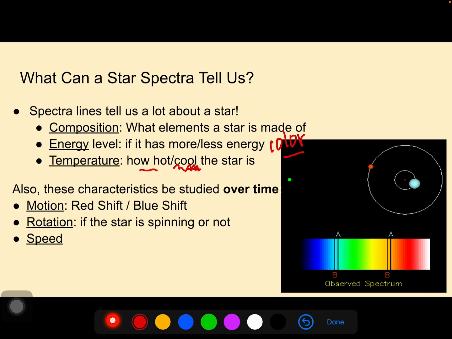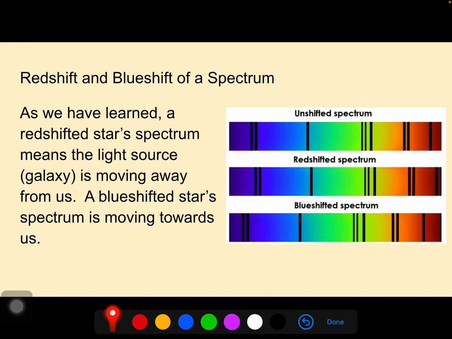Other things that we can look at over time, we can compare its motion over time, kind of what we're seeing here in this animation. As this object is moving around, we can notice its spectra shifts, therefore telling us if that star is moving towards or away, red shift, blue shift, if the star might be rotating, and if it has a certain speed to it, how fast it's moving. So all those things are clued in just by comparing these spectral lines.